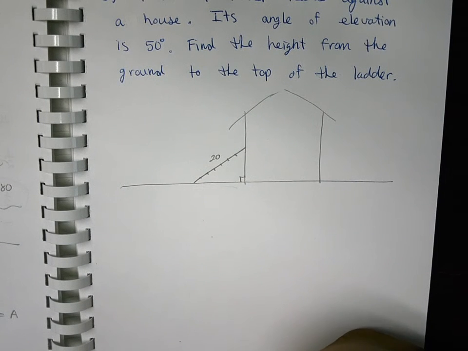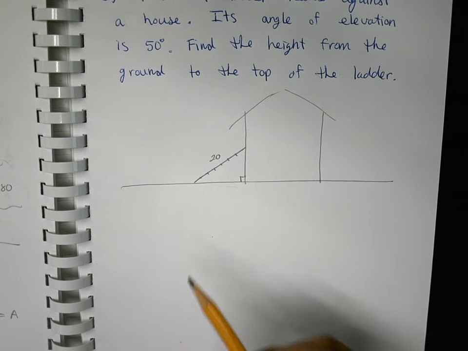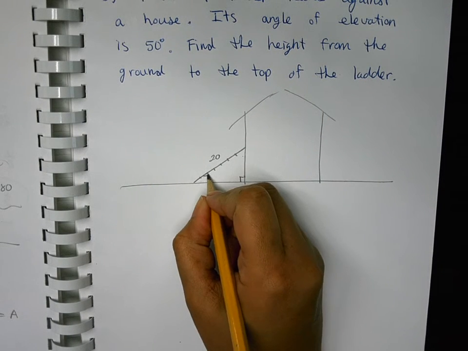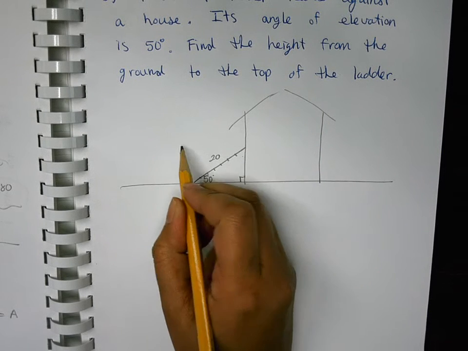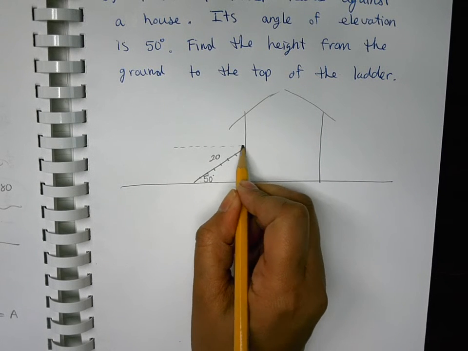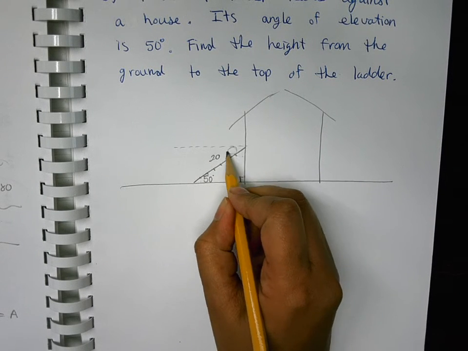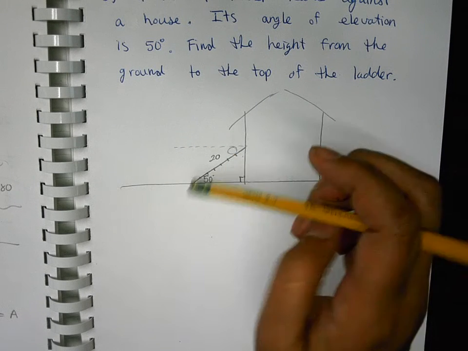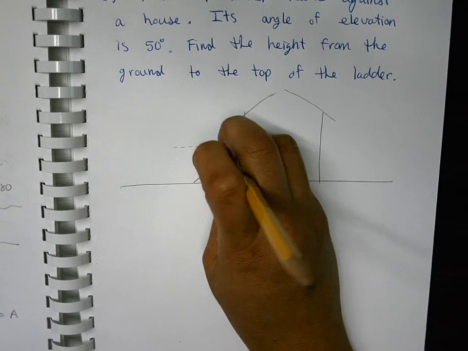Angle of elevation is always inside your triangle at the ground. Angle of depression is always outside. It didn't ask us for that, but angle of depression would be out here. Do you see that? It's never inside, it's outside. Keep that in mind.